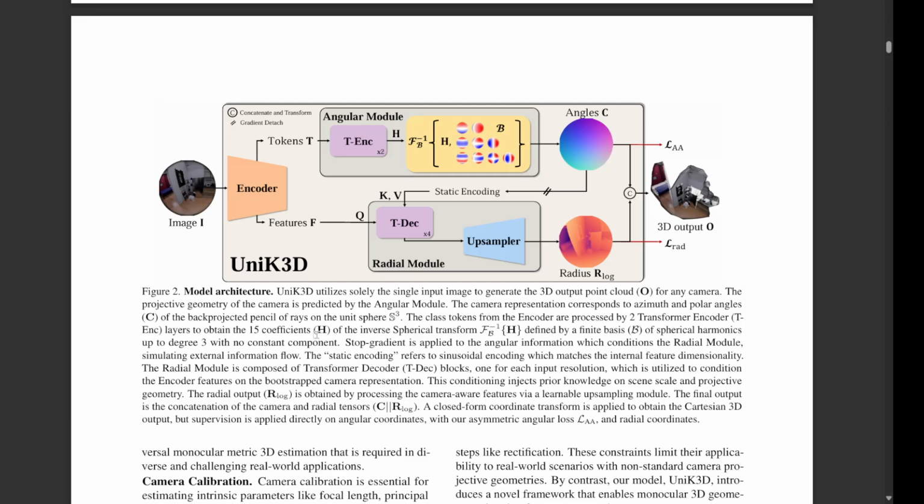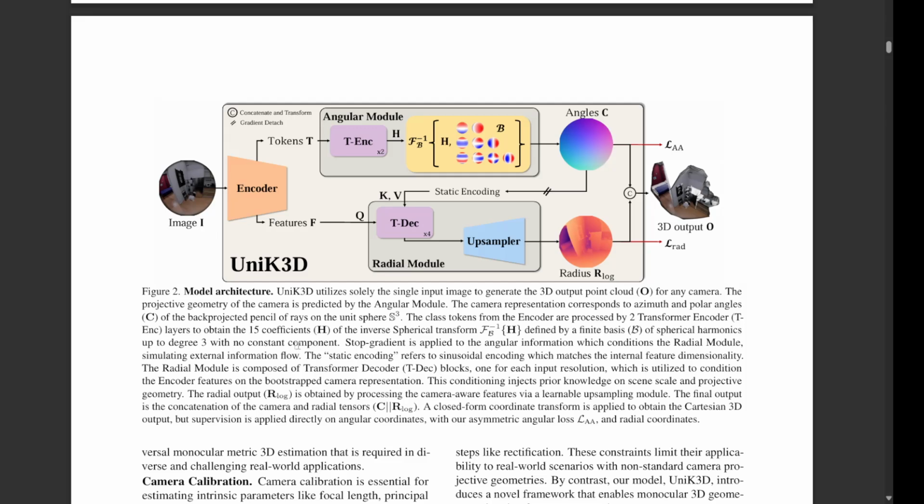What are they doing? Think of it like this. You know how you can represent a complex sound wave as a sum of simple sine waves? Yeah, Fourier analysis. Right. Spherical harmonics are kind of the equivalent for functions defined on the surface of a sphere. They're a set of basis functions. You can represent any smooth function on a sphere by adding together different amounts of these basic spherical harmonic shapes. Okay, so the camera's pencil of rays, that mapping from pixels to 3D directions, is basically a complex function spread over a sphere. And UniK3D uses SH as building blocks to describe this function.